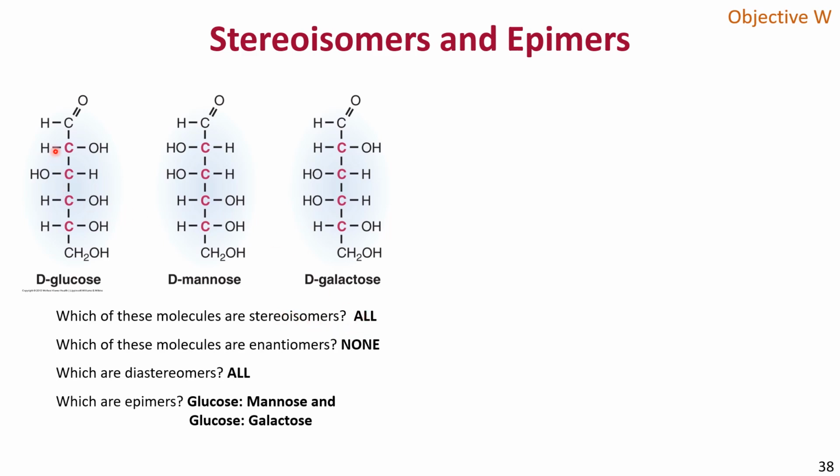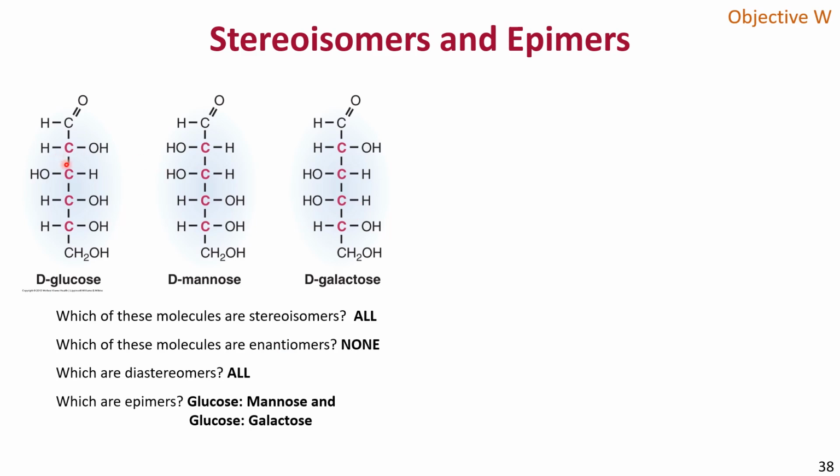Okay, yeah, they all have the same number of carbon atoms, the same number of oxygens, the same number of hydrogens. They're just configured differently. So they are all, and they have chiral carbons in there. Are any of them enantiomers? Are any of them non-superimposable, but mirror images of each other?